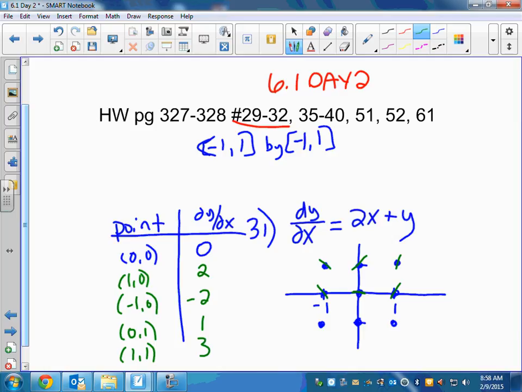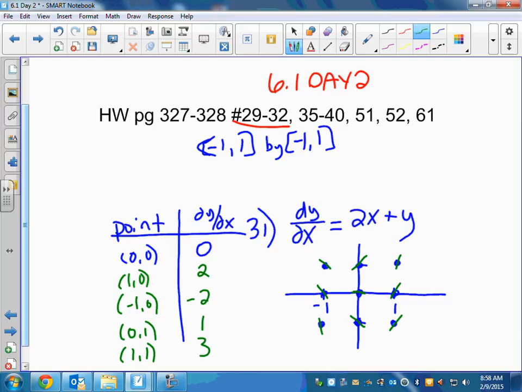At 0, negative 1, this would be negative 1. Would this one be 1? At 1, negative 1 would be a slope of 1. And at negative 1, negative 1 would be a slope of negative 3. Is that true? Negative 3. Which is really steep, but that way.